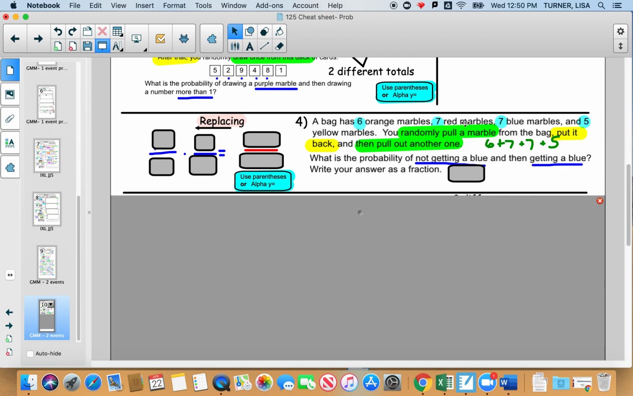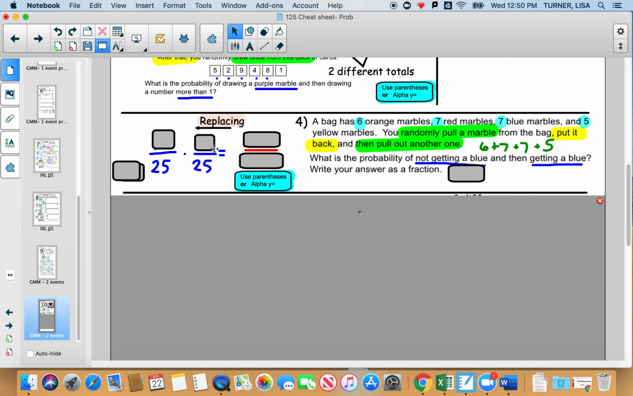A bag has 6 orange, 7 red, 7 blue, and 5 yellow. Now be careful because sometimes the numbers are kind of stuck in different places. I tend to write these down or just type them in my calculator to get the total. All right, and so I have a total of 25, and it says put it back. And so I know my total is again 25 on the second pick. All right, so it's important to look at what their description is.